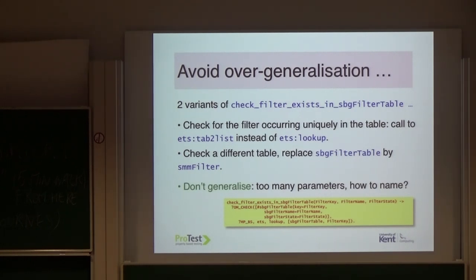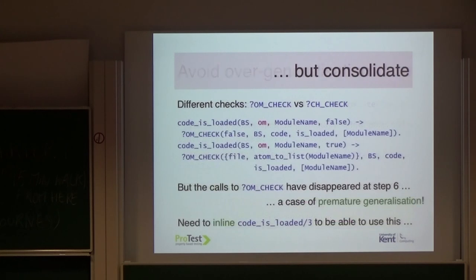One other lesson: there's always a temptation to make your clone a bit more general. All the details of this are in the paper. It was possible. There were some variants of the thing we'd identified. It just checked in a different table. It checked in SVG filter table, rather than SMM filter. Should we make that another parameter? We decided not to. We thought, let's name the simpler thing and let's see where we go from there. Because if you add more parameters, you've got to name the parameters, you've got to name the operation itself. So we wanted to avoid overgeneralization.